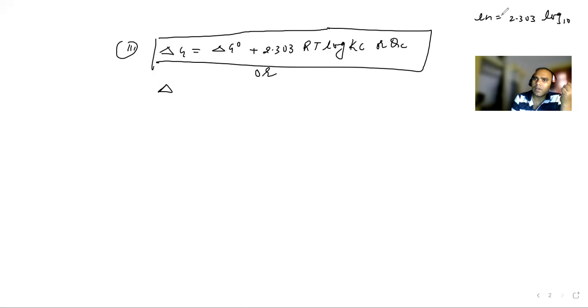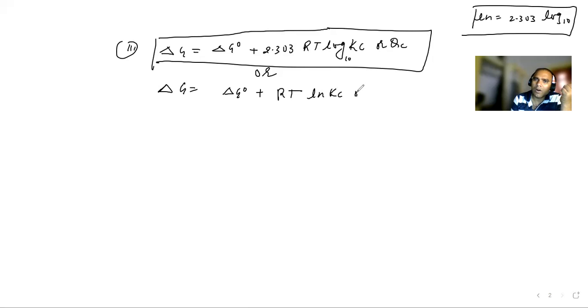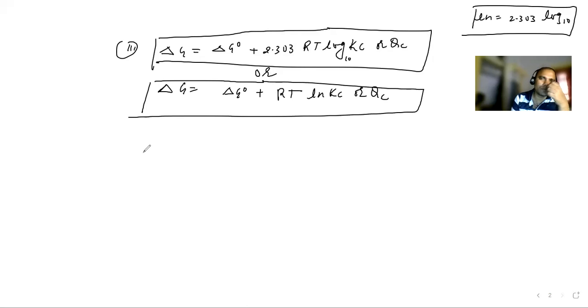Log base 10. So that is ln. If you are writing in the form of log base 10, it is here. But if it is the natural logarithm, it is going to be delta G naught plus RT ln Kc, or you can write QC. So 2.303 is the conversion factor, right? Yes or no? Right.